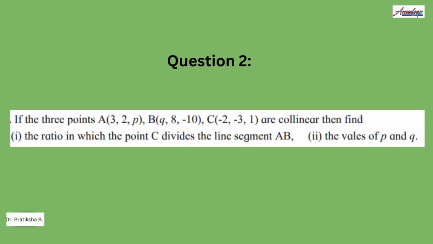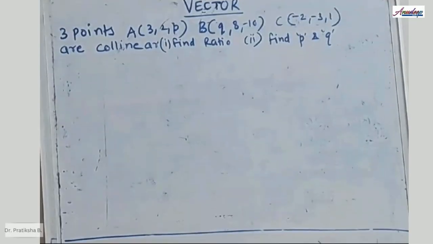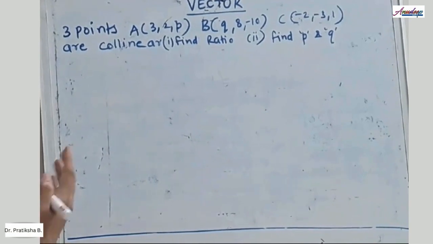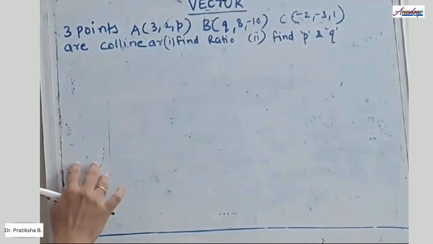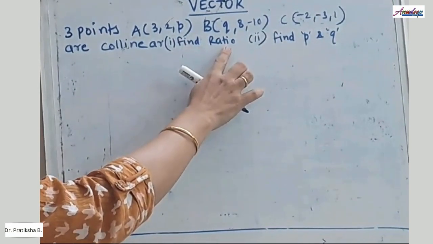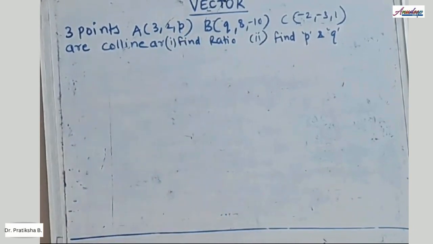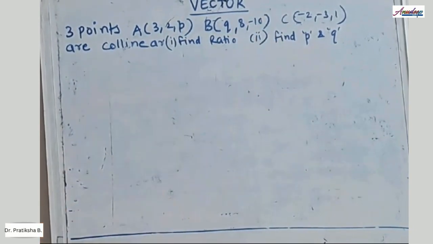If three points A, B, C are collinear, find the ratio in which C divides the line segment AB and the values of P and Q. Let us solve the next problem. You have been given three collinear points A, B, C. And then you have been asked to find out the ratio with which one point is dividing the other two. And hence you have to find the values of P and Q.